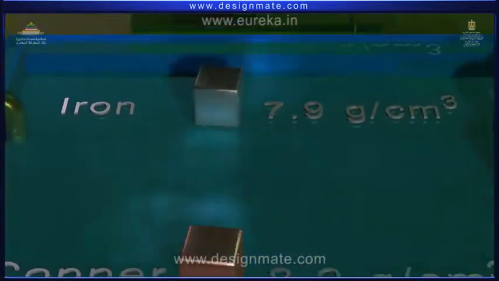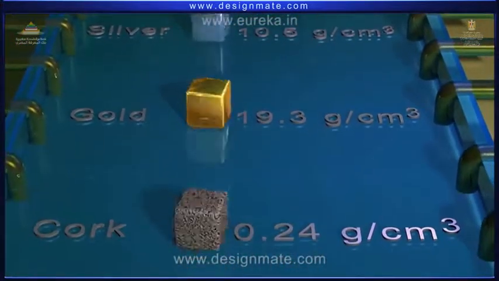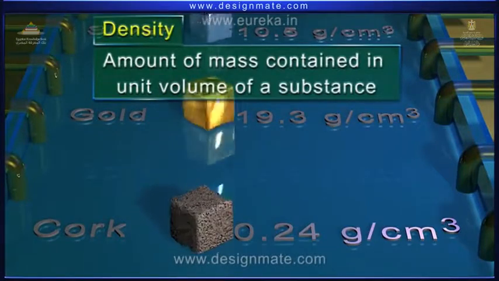In a similar way, we can find the density of various substances. Hence, we have seen that the density is the amount of mass contained in a unit volume of a substance.